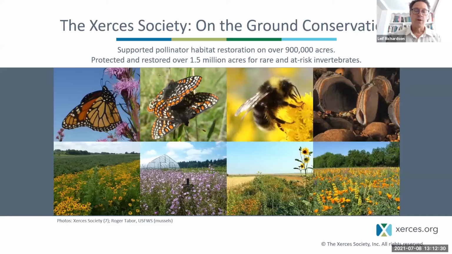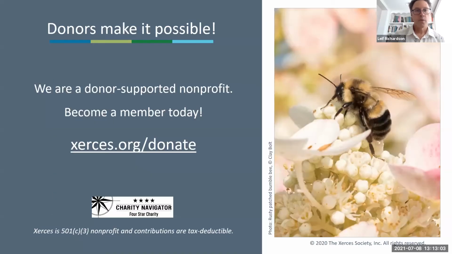So we do a lot of applied science to actually conserve habitat and species on the ground. We've supported pollinator habitat restoration on over 900,000 acres of land, and we've protected and restored over 1.5 million acres of land for rare and at-risk invertebrates. So this is really important to marry the community science, the scientific research that we do with and without those volunteer partners, and other aspects of our work with actual on-the-ground restoration and habitat creation.